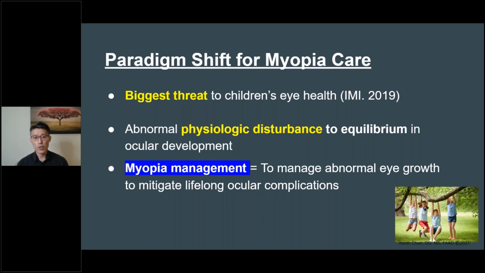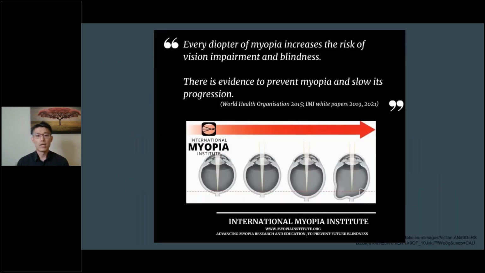And the term myopia management or myopia control is the way to manage abnormal eye growth in order to mitigate lifelong ocular complications, so that the patient would have a healthier eye in the long run, 10 to 20 years down the road. And here comes in the white paper that I just mentioned earlier. They found that every diopter matters. When you can mitigate myopia, every diopter counts.